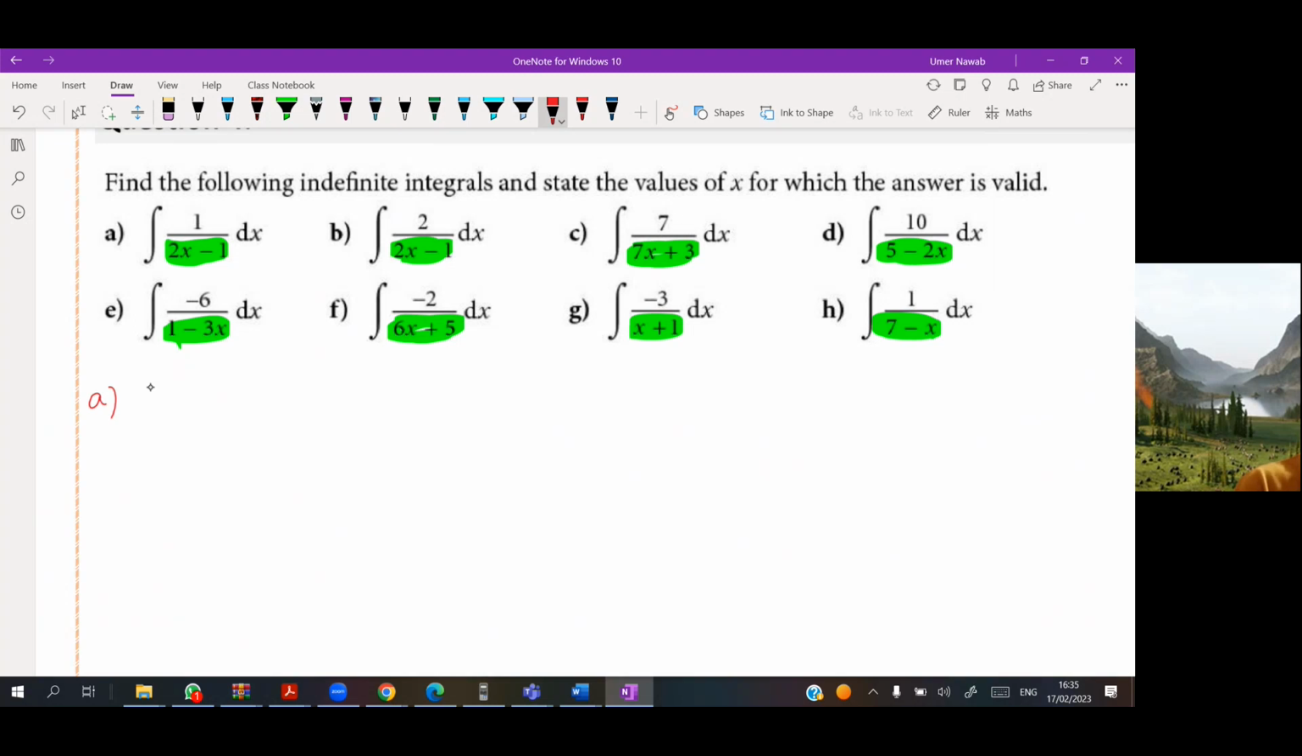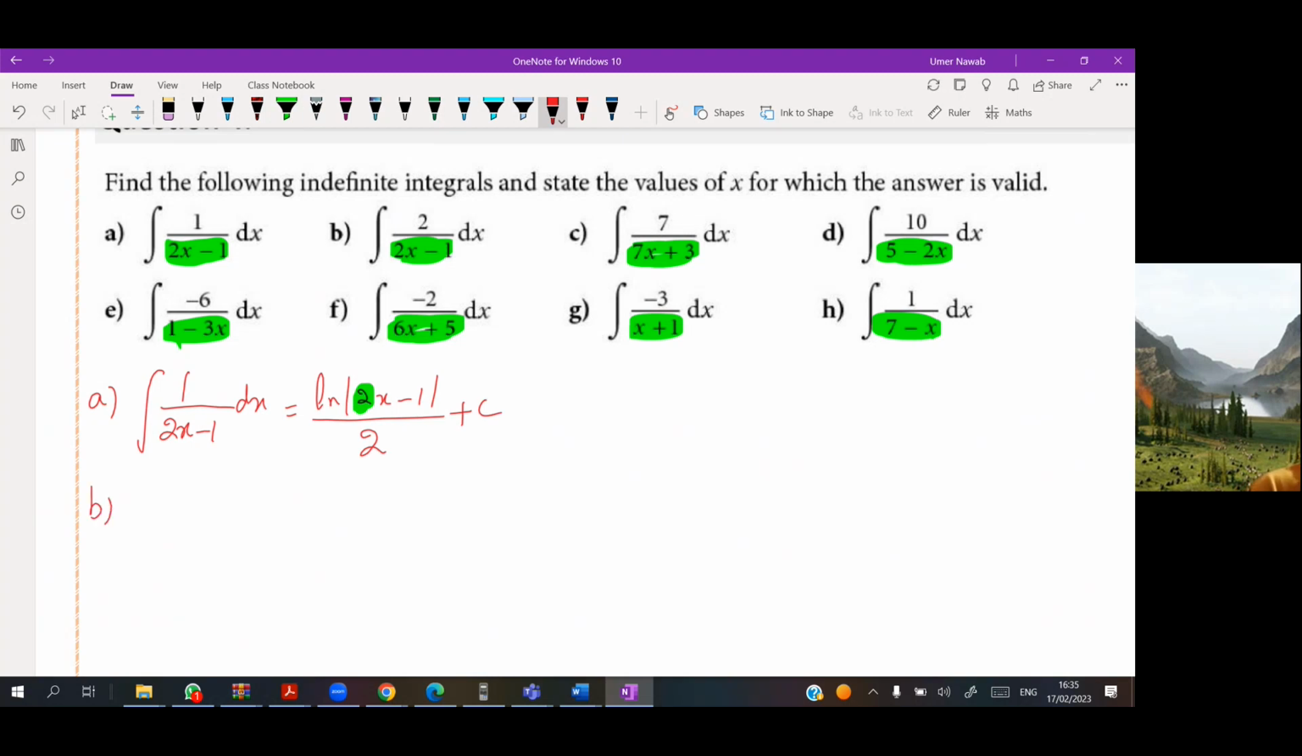So let's start with the A part. The A part is the integral of 1 over 2x minus 1. So the answer is ln of 2x minus 1. Don't forget to divide by the coefficient of x, which is 2. So now divided by 2, plus c. So this is the a part.